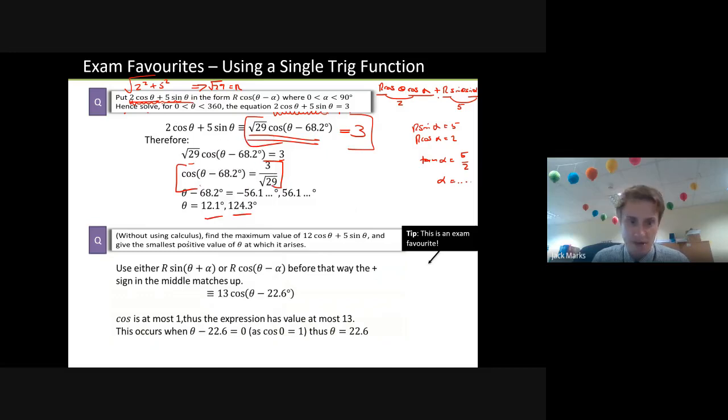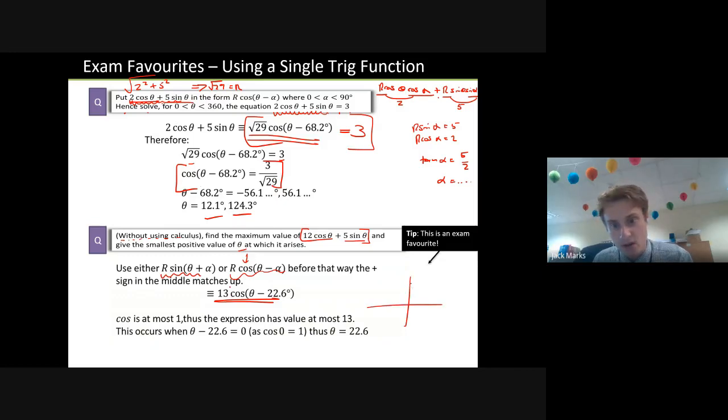Let's look at another variation as well. So without using calculus, so no differentiation, please. Find the maximum of 12 cos theta plus 5 sine theta and the smallest positive value of theta at which it arises. Okay, it doesn't actually tell you which form to use here, so you can use either of these forms. But let's just use the cos one because that's what they have. You would be able to turn this into this: 12 squared plus 5 squared, square root 13, and so on. Now, what is this here? Well, this is a cos graph, isn't it?